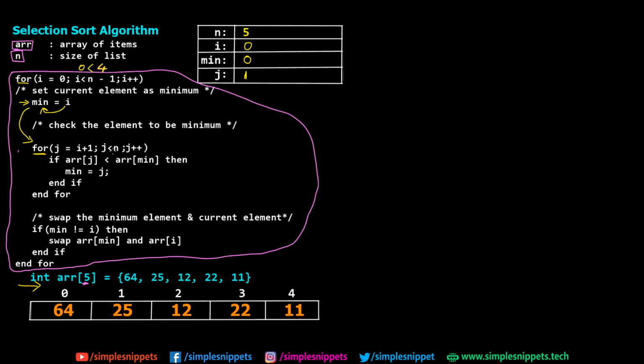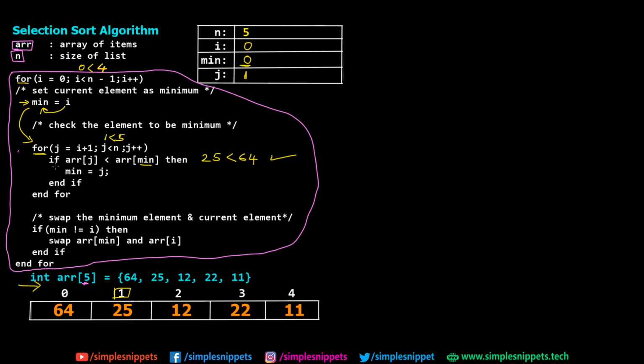Now j is less than n. What is the value of n? 5. And what is the value of j currently? 1. So is 1 less than 5? Yes. So we go inside this for loop. Inside this for loop we are checking if ARR of j is less than ARR of min. Now we know j is 1. What is ARR of 1? 25, right? So we are saying is 25 less than, what is min? You can see we have min as 0. So ARR of 0 is 64. Is 25 less than 64? True, right? So this is true.